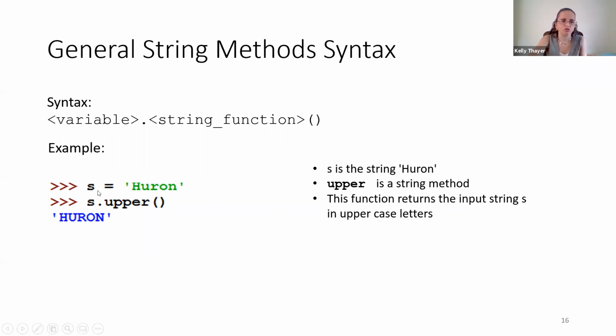So here is some string s is equal to Huron. And so if we want to convert this to uppercase, we use our variable name, so s, the dot notation to indicate now we're going to call the method. And here is the upper method, and this method is not taking any input because the input is this variable over here. So it is going to evaluate whatever this is, so find the value of s, which is Huron, and convert it to uppercase letters, which is then what we get right over here. So s is the string Huron, upper is a string method, and this function returns the input string s in uppercase letters, which we see here happening interactively. Of course, if you're going to be doing this in a script, you would want a variable equals that if you wanted to use it for something else, just like any other function.